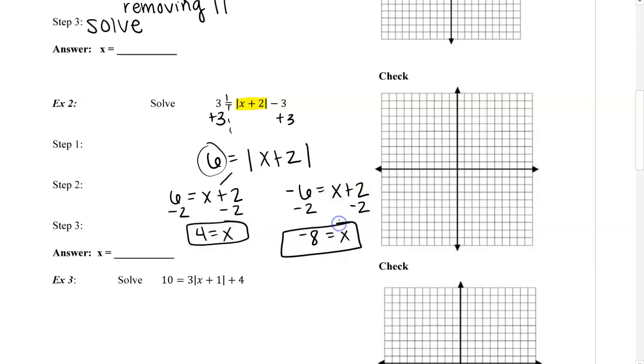You want to be really mindful that you do not fall into the assumption that if you get one answer, it automatically matches and is the opposite, because this is not the case.